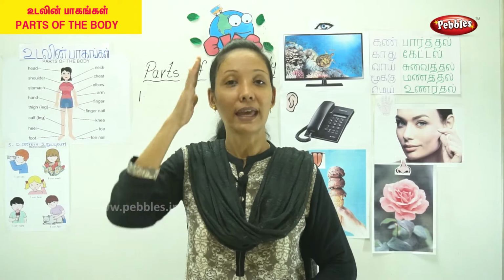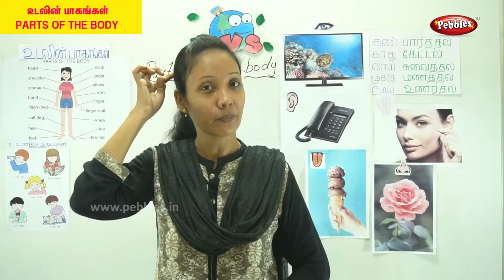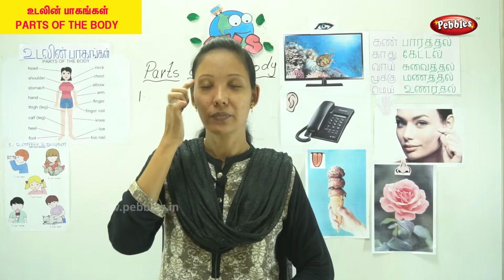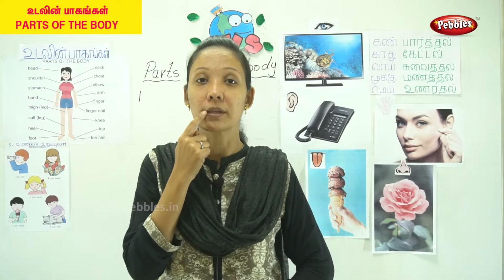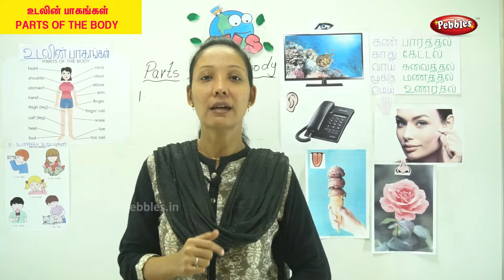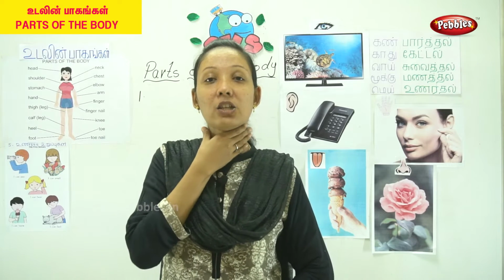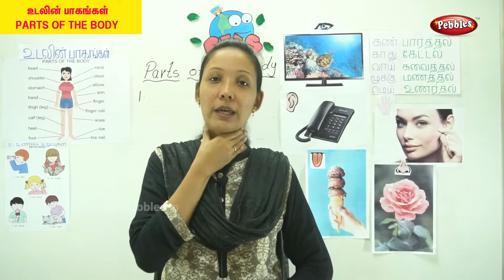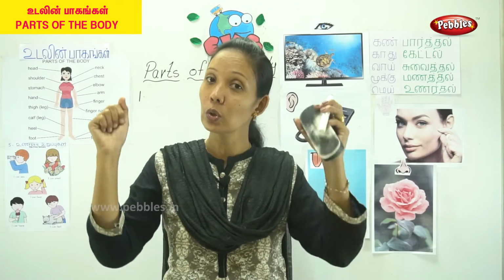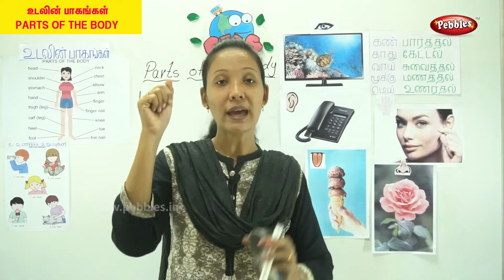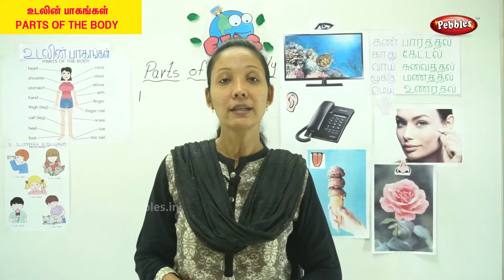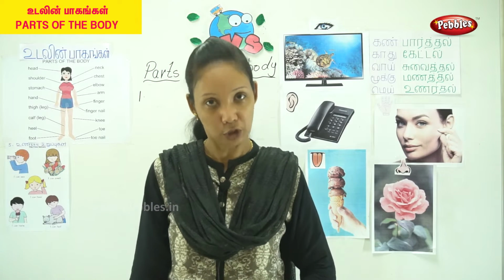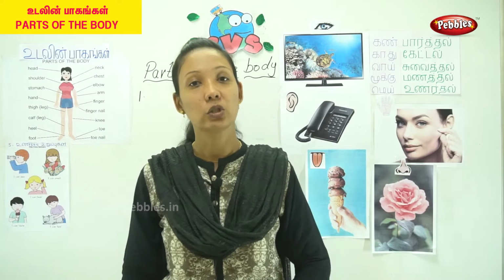Yes, so head, your hair, eyes, okay, nose, mouth, your tongue, this is your neck. Okay, now you have 2 hands. And what you have in your hands? Yes, you have fingers. And then the main thing is you have 2 legs, you have your toes, your stomach.